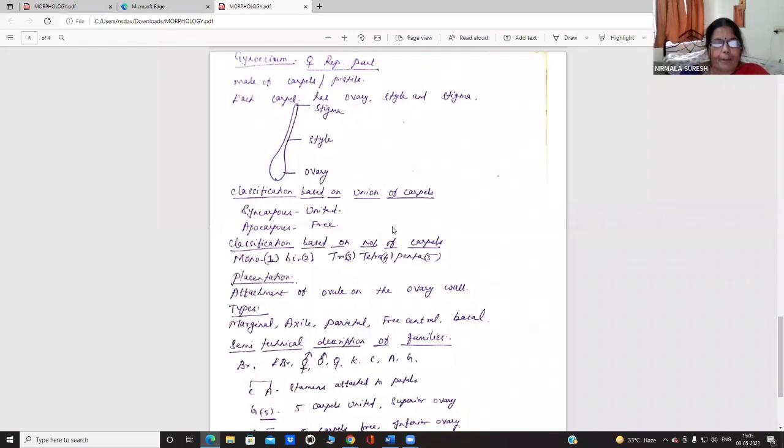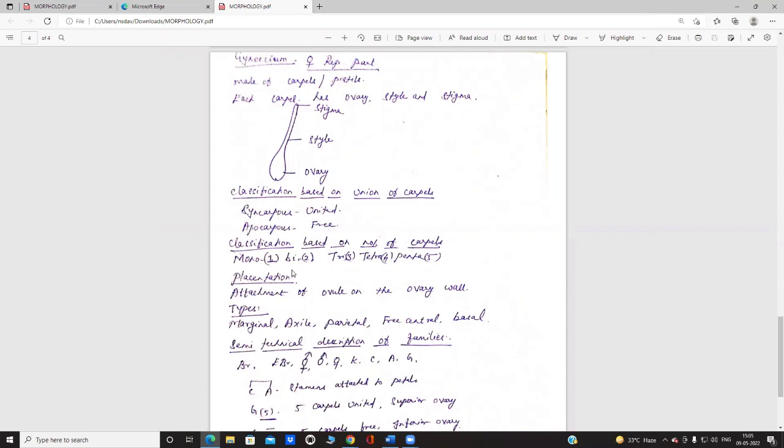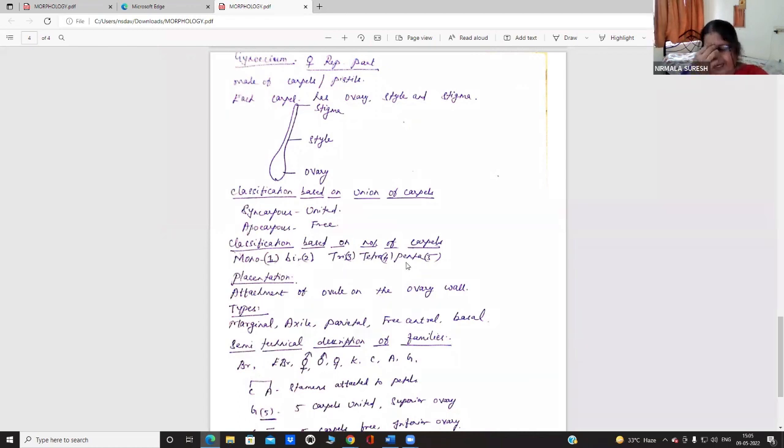Classification based on the number of carpels. Monocarpellary, we can show them mango. Coconut we can show, mango we can show, bicarpellary, tricarpellary, number of examples are there, tetracarpellary, pentacarpellary. For everything, our lady's finger can be cut into a transverse section. If you take, you can show them. So all these can be shown. Cucumber also, ma'am, for tricarpellary. Cucumber, bitter gourd, ma'am. Yes, bitter gourd can be shown.